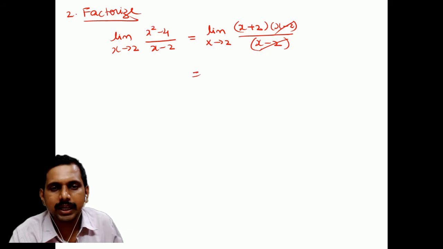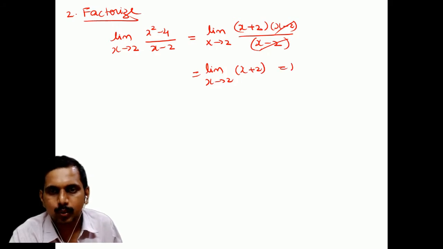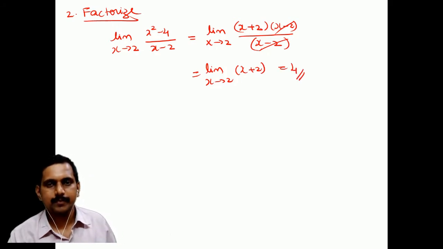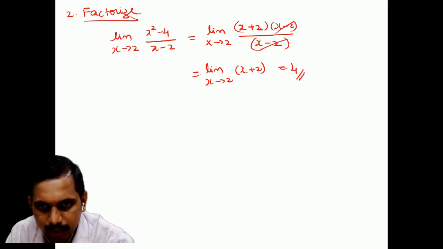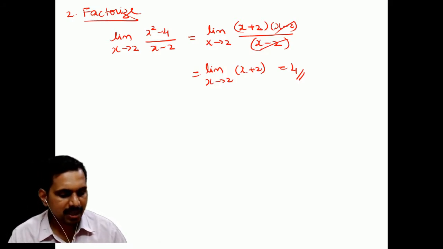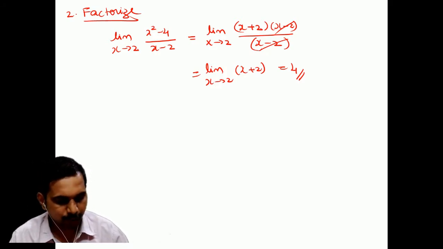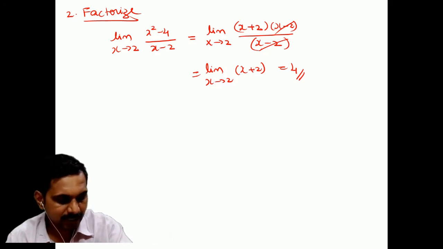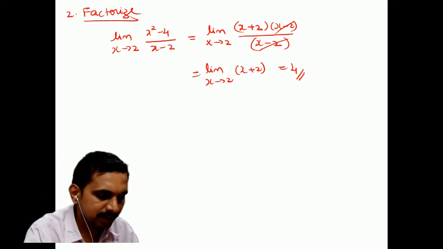So what will I get? I will get limit x tending to 2 of x plus 2. The answer would be equal to 4. So if substitution does not work, the next step is factorization. I hope you get that, students. So this is how you have to go. First step substitution, second step factorization. Let us see another problem in factorization.